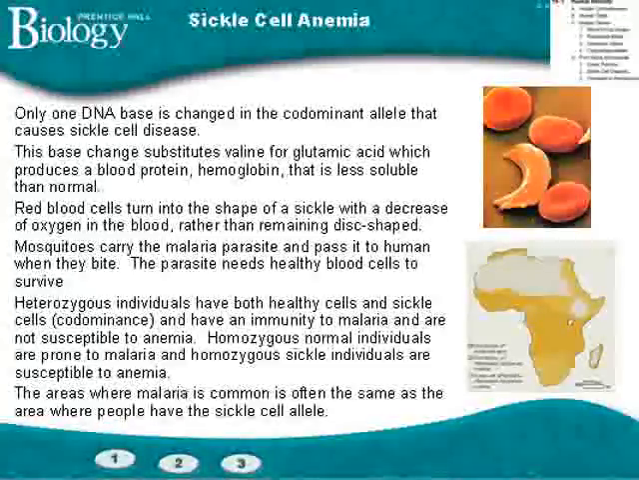And sure enough, the sickle cell allele is very common in areas where malaria is common. And as you can see, this is a map of Africa showing the distribution of the sickle cell gene and also where malaria is found. And you'll see that the maps overlap quite a bit.